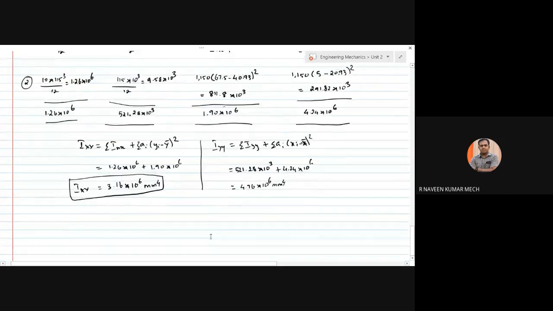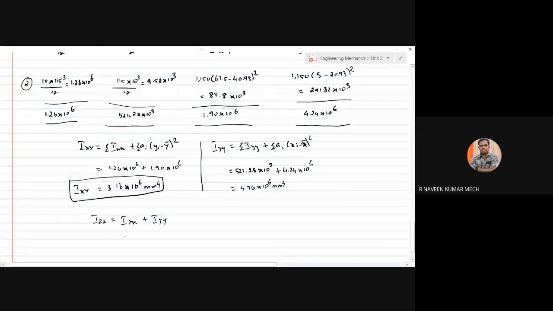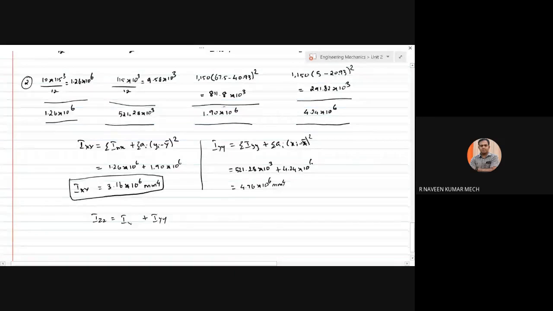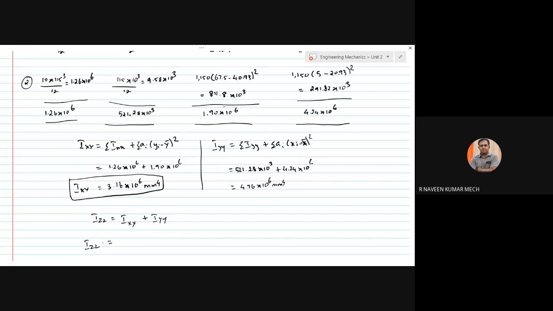Now we want to add these two if I want to get Izz. So it is equal to 3.16 into 10 to the power 6 plus 4.76 into 10 to the power 6, value of 7.92 into 10 to the power 6. Before that, check this answer alone. I had a doubt. Check this answer.